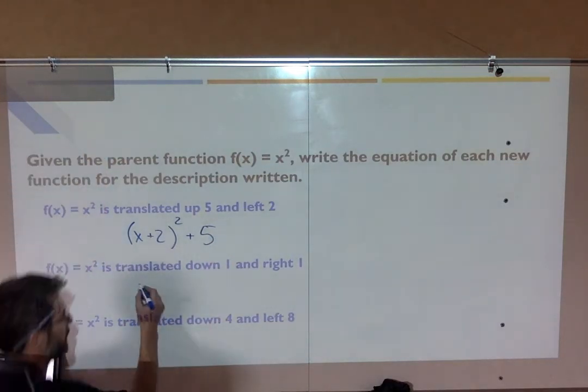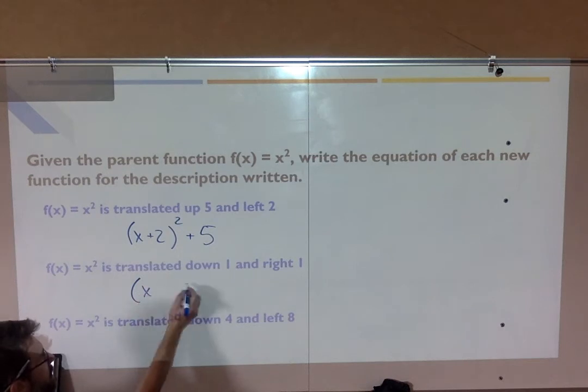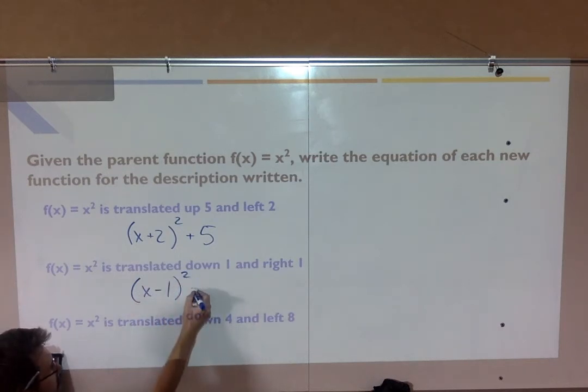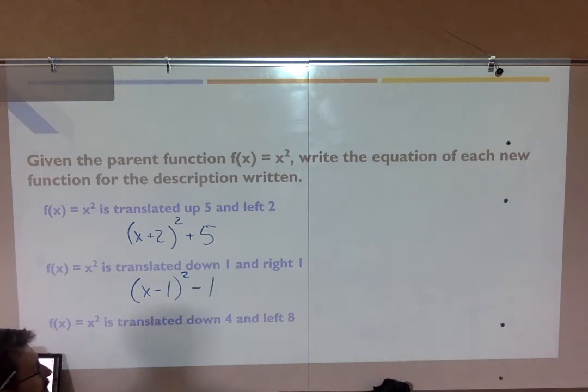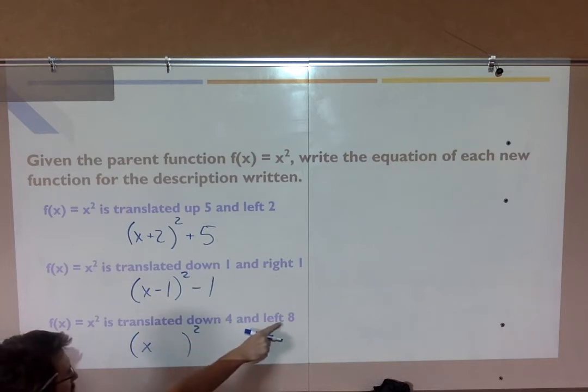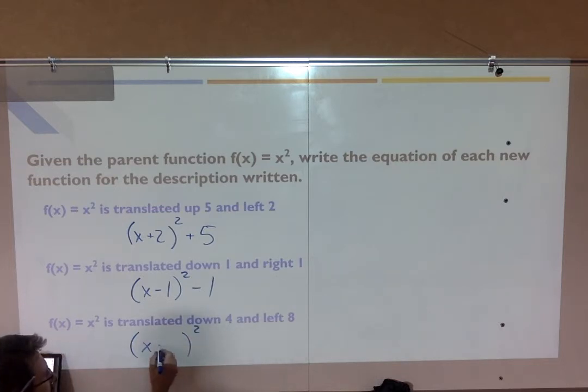Down 1 and right 1. So the homie is moving with a -1, and the visitor also a -1 for down 1. Then our last one here, our homie left 8. That's going to be a +8, and down 4 for the visitor on the outside.